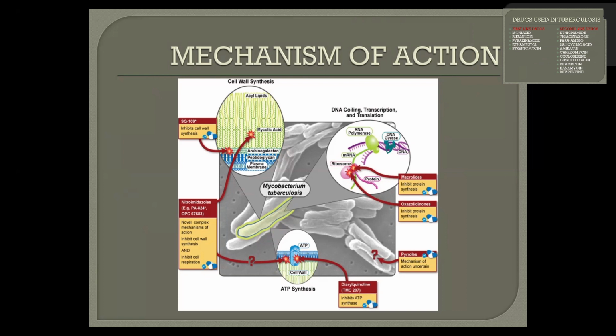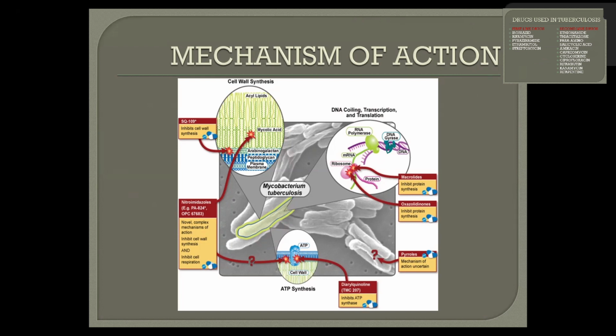You will know that mycolic acid is an important component of the mycobacterial cell wall. When these drugs are given for tuberculosis, they enter the mycobacteria and are converted to an active metabolite. Thus these anti-tubercular drugs inhibit mycolic acid synthesis, and mycolic acid is an important component of the mycobacterial cell wall. And some other drugs like rifampicin, what happens?